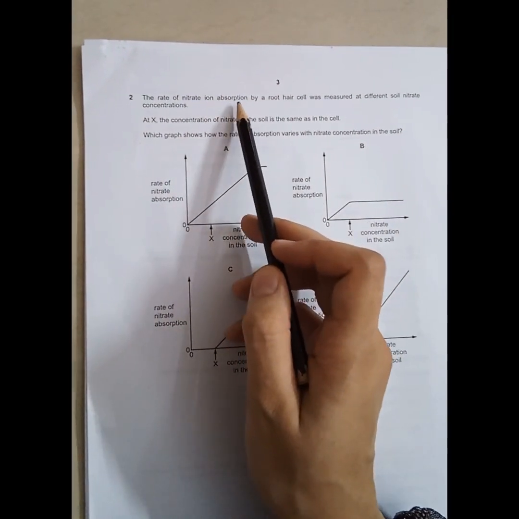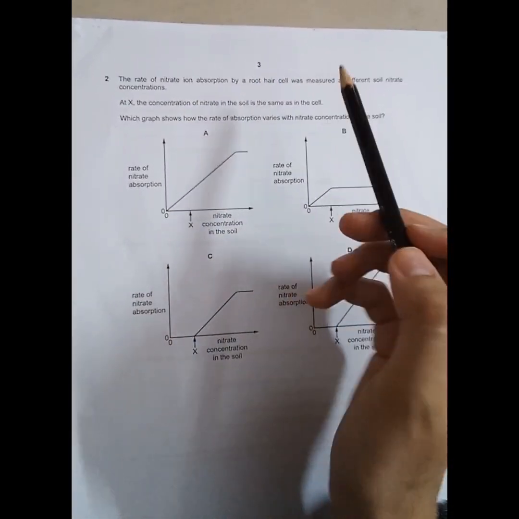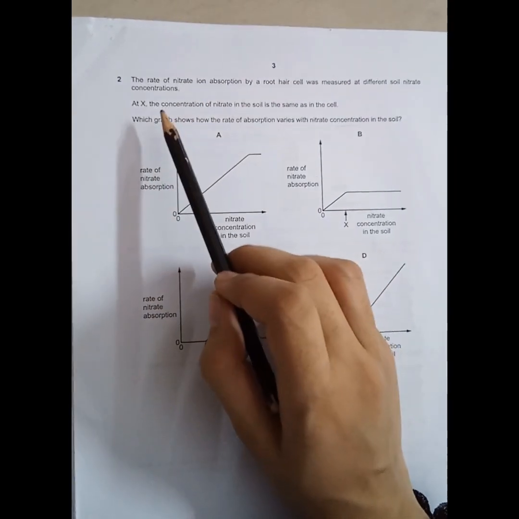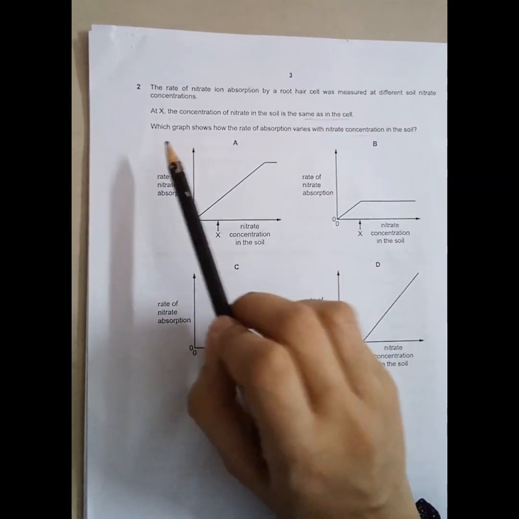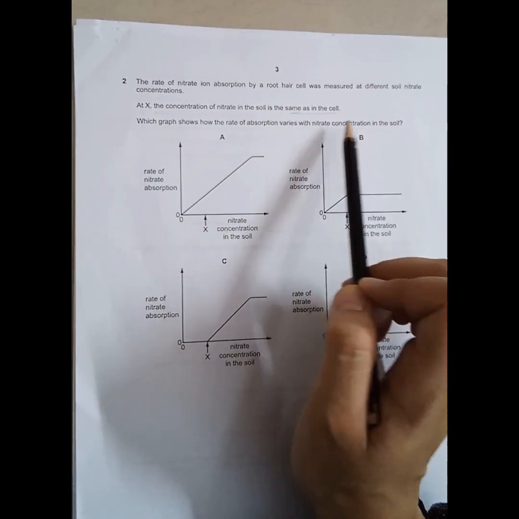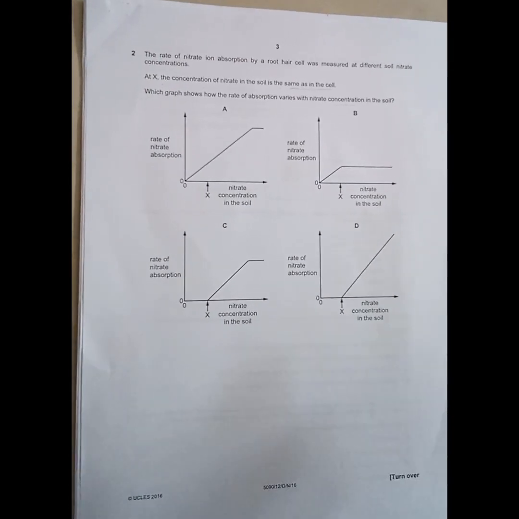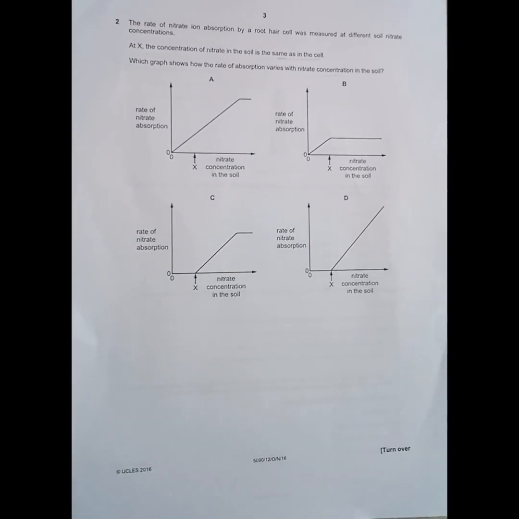Moving on to question number 2. The rate of nitrate ions absorption by a root hair cell was measured at different soil nitrate concentrations. At X, the concentration of nitrate ions in the soil is the same as in the cell. Which graph shows how the rate of absorption varies with nitrate concentration in the soil? So, pretty simple. We know that root hair cells take up nitrates and magnesium ions by active transport. So regardless of the concentration of nitrate and magnesium ions in the soil, they will still keep on taking the nitrate ions and magnesium ions, irrespective of whether there's a higher concentration of these ions in the soil or in the cell.